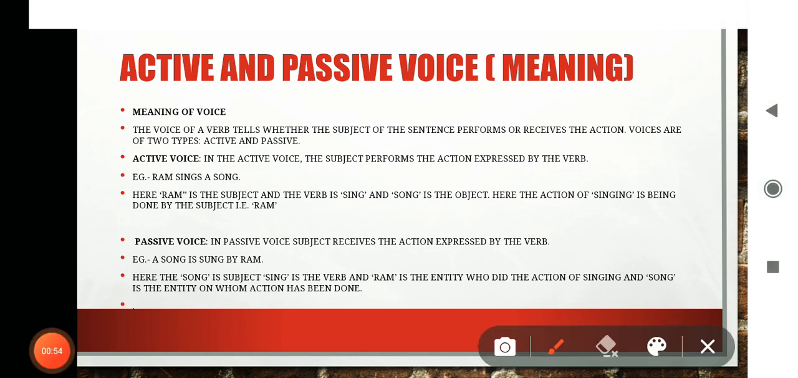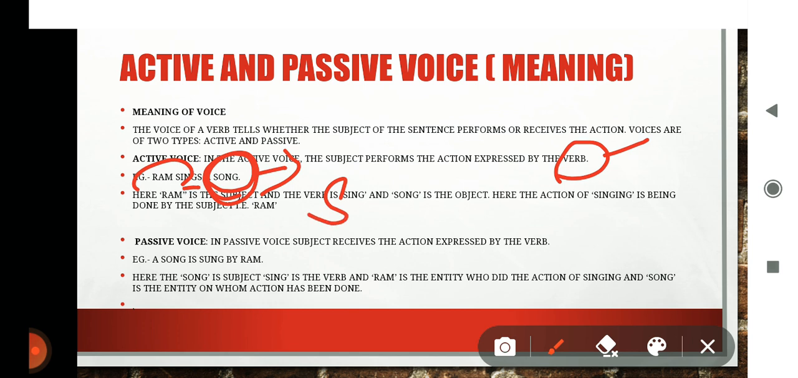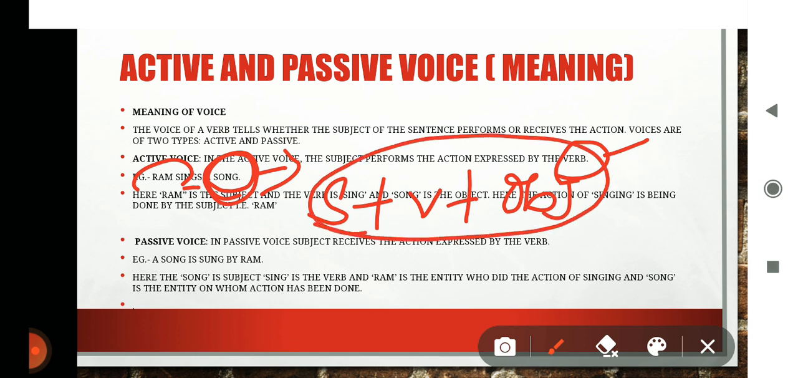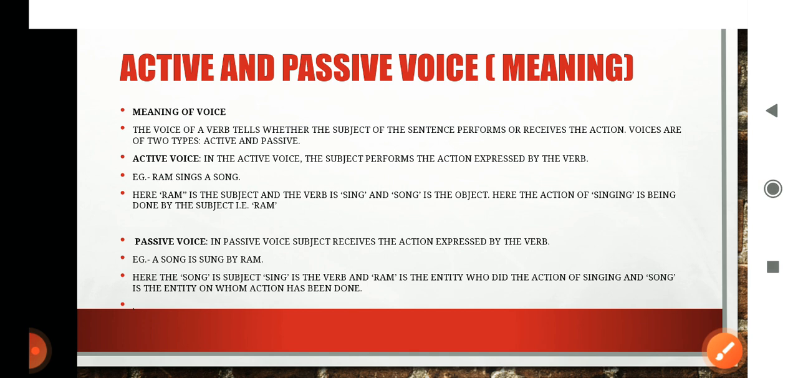If we look at this slide, you can find that there is an active voice example written here. Ram sings a song. So in the active voice, the subject performs the action expressed by the verb. Ram is the subject here, sings is the verb here, and song is the object here. So three things are combined: subject plus verb plus object. If we combine these three things, we can frame the sentence like Ram sings a song. So here the action is done by the subject Ram.